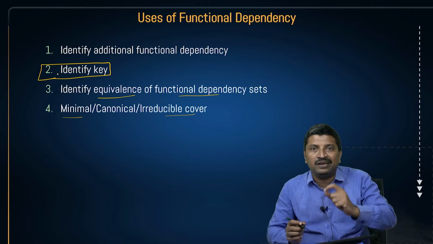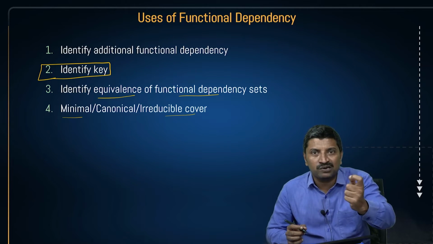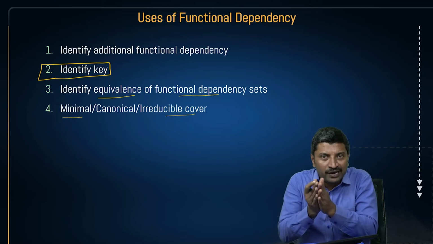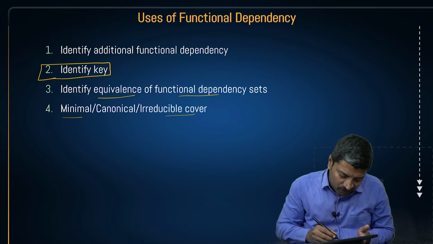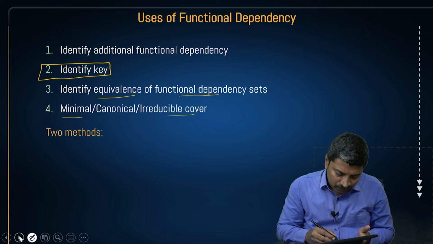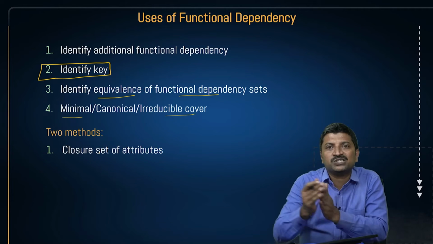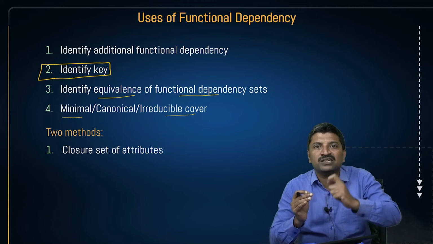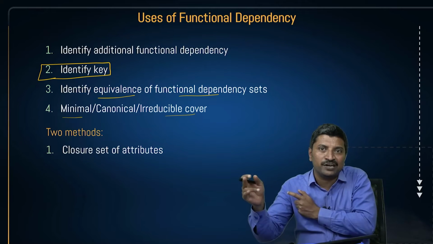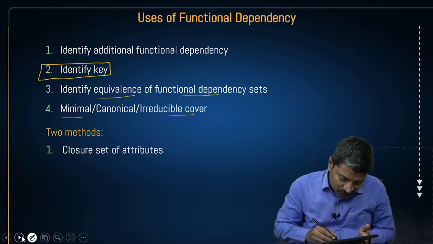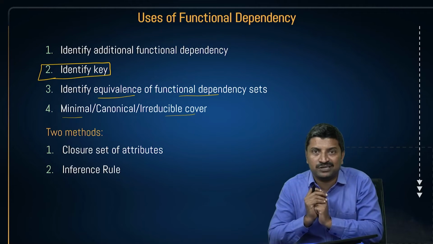So in this session, we are going to learn how to identify a key and a candidate key for a given relation by the use of functional dependencies. To identify a key or a candidate key, we have two methods. We can follow any one of these two methods. The first one is closure set of attributes. First we see what a closure set of attributes is, then we see how we can use this to identify a key. And the second one is inference rules, also called Armstrong axioms.